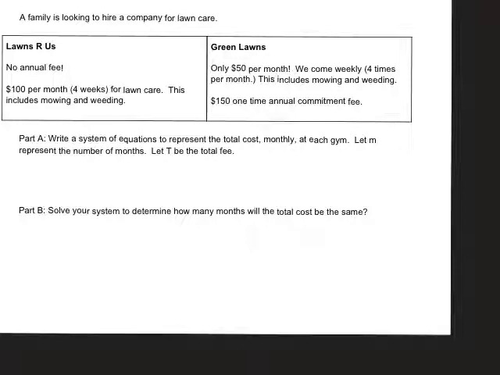So for the last month or so, both my honors and blended classes have been working on systems of equations. Those equations have looked like standard form, where you have some number of x plus some number of y equals some constant, and there's usually two of them. And then we've been learning ways to solve them.